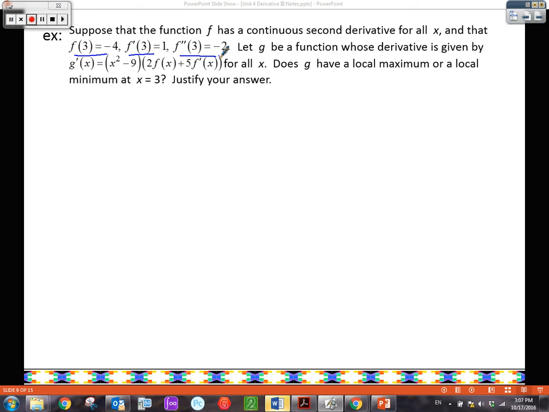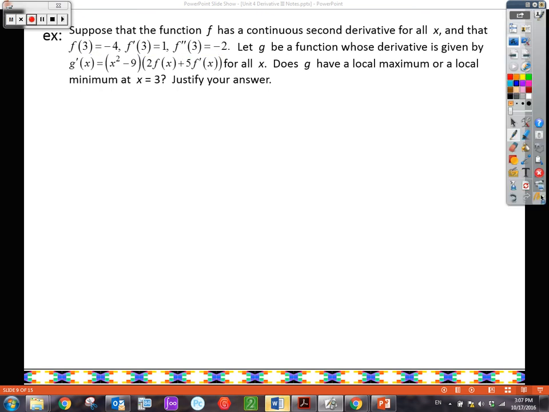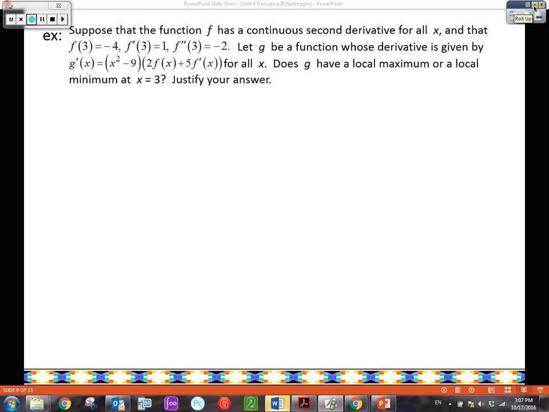Do we have local max or local min? Well, okay, first derivative test is out. Can't do the first derivative test, so let's focus on the second derivative test. And really, we have had this memorized, right? From our formula quizzes, we have it memorized. We're going to be able to do this. So what do we need? We need to know if g prime of 3 is 0. That's the first part, that the first derivative at that location must be 0. So let's just tackle this little thing. So g prime of 3 is 3 squared minus 9 times 2 f of 3 plus 5 f prime of 3. Okay, so that's the work that we would need to show.